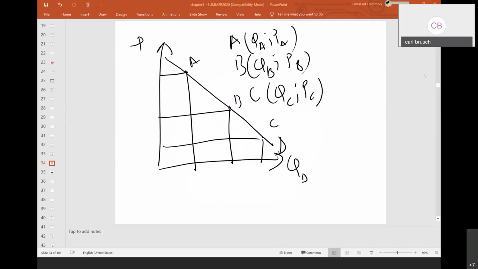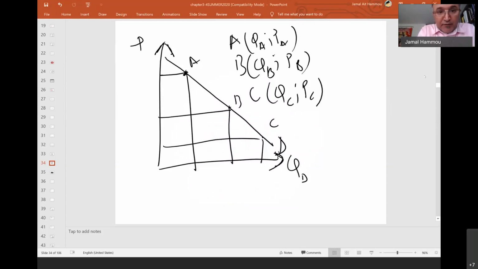So the demand curve is the graph that shows the relationship between the price and quantity, okay? We have price on the y-axis and quantity on the x-axis. And that's where we studied the law of demand. When we change the price, the quantity will change.